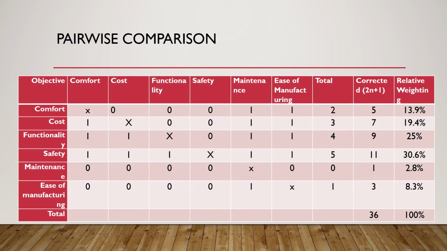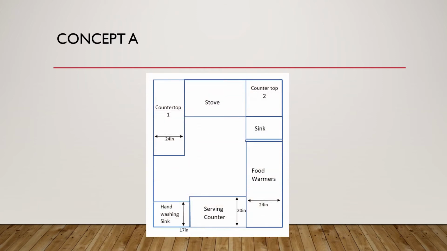A pairwise comparison chart was conducted to compare the importance of each criterion. It was found that safety was one of greatest importance, followed by functionality of the cart. Concept generation. Three concepts were generated based on the users' needs and key attributes. The floor plan of concept A is shown.